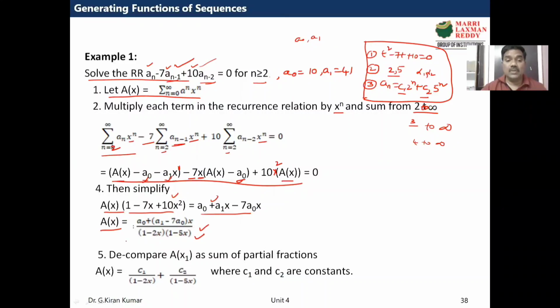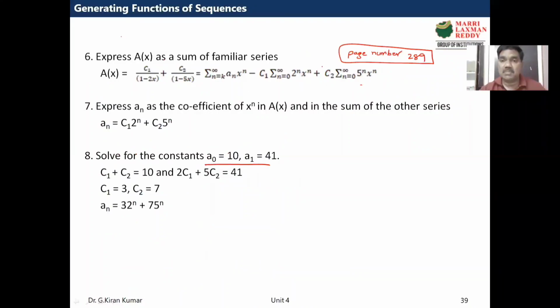Now here we need to apply partial fractions. So a of x can be written as C1 by 1 minus 2x plus C2 by 1 minus 5x, where of course C1 and C2 are constants. And C1, C2 will be solved with the initial conditions. Now, as I already mentioned, please see page number 218 in your textbook. There is a set of formulas.